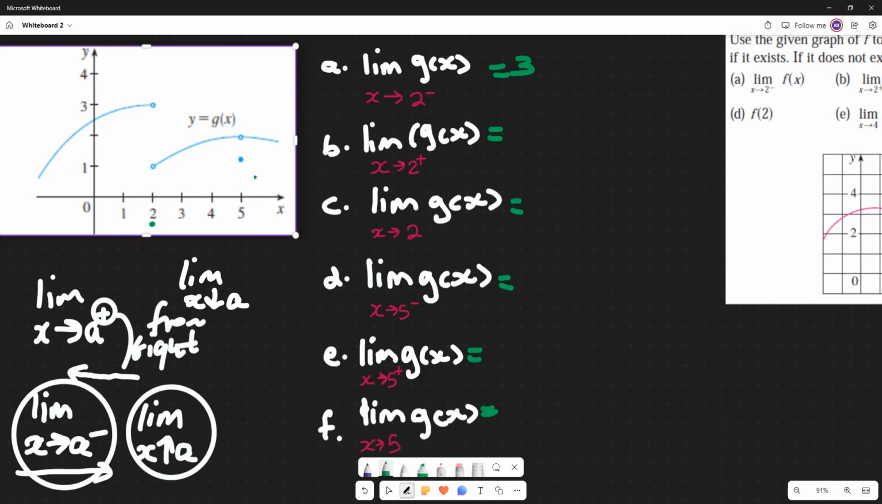Now let's see what happens as we move from the right, approaching the same number. So here we're moving from the right. We're approaching the same number 2. The y value that we're approaching is 1. So the y value there will be 1.